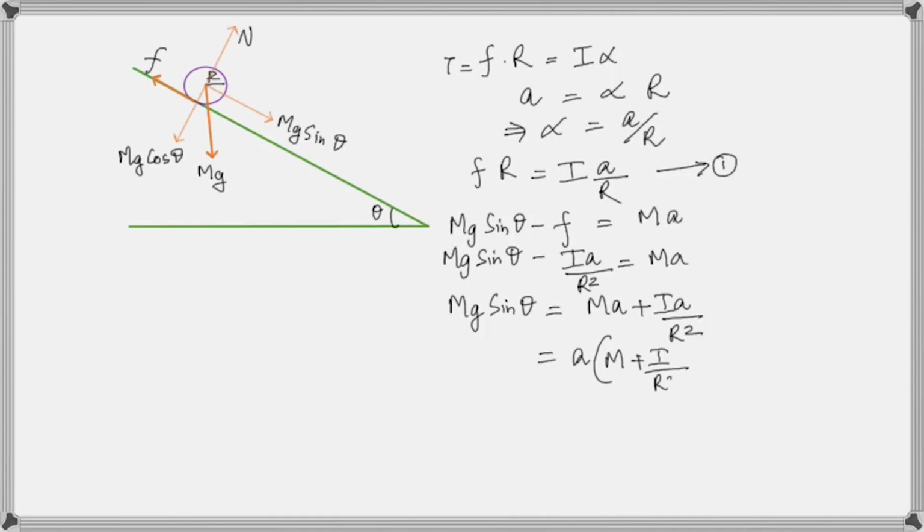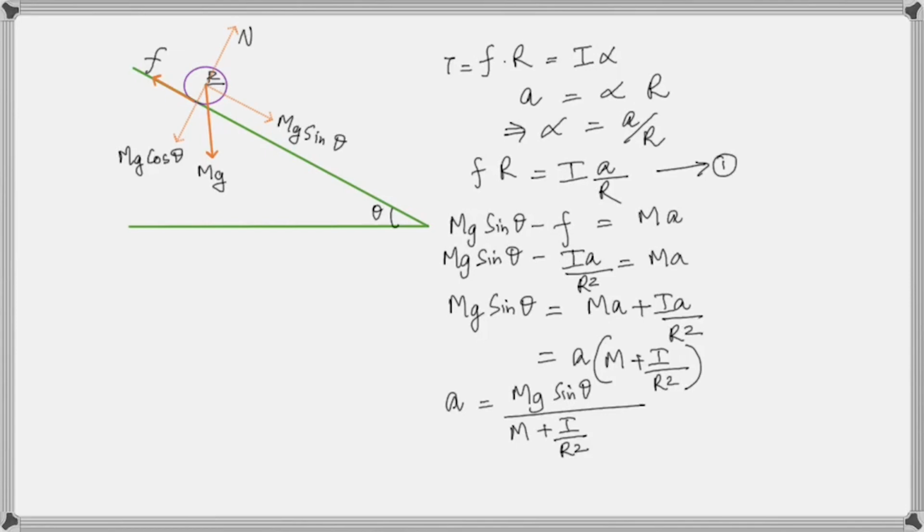So we are almost at the last step. You can now make A the subject, and you have to take this whole thing down to the denominator. So a equals mg sine theta by m plus I by r squared. That is the formula for acceleration of any object rolling down an inclined plane.